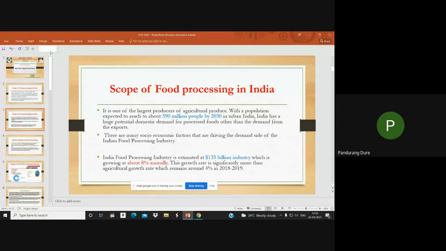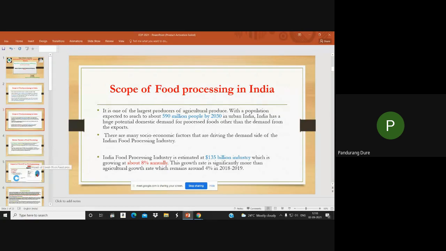When we go through the economics of that sector, everyone knows the growth rate of India before the COVID situation in 2019 was nearly 6.5%. Then in the COVID situation, it dropped down. At the same time, the growth rate of the agriculture sector is 4%, but the food processing industry grows at 8% per annum. This is much higher than agriculture and other sectors.